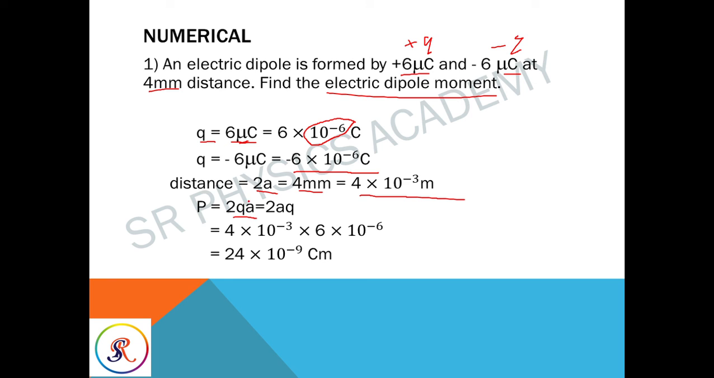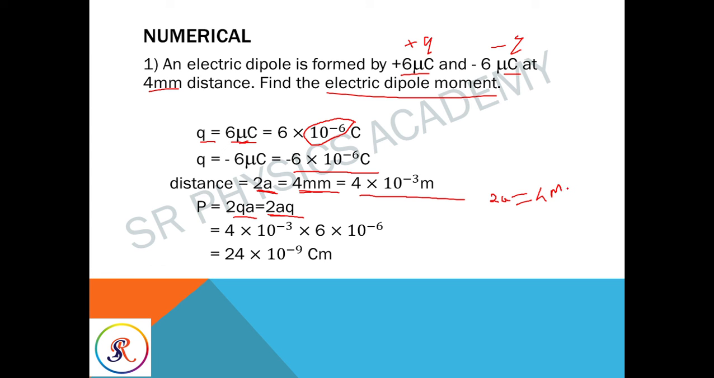I told you we have to take any one charge, either positive or negative. So instead of 2Qa, we can write 2aQ. Why are we writing 2a? Because we already have the 2a value directly from the question. In the given data, 2a equals 4 mm. So they are giving it directly.